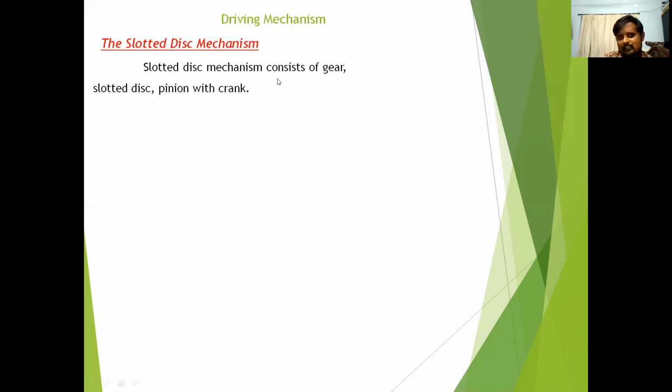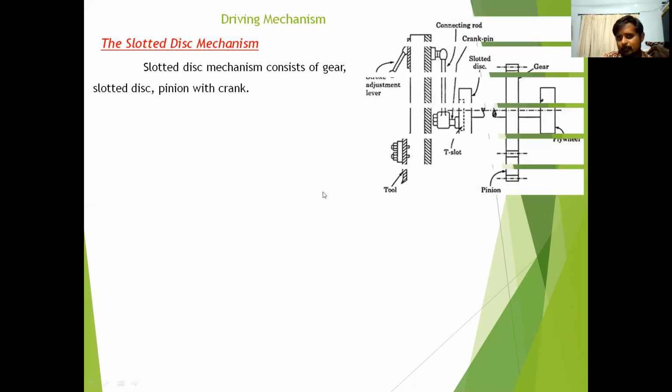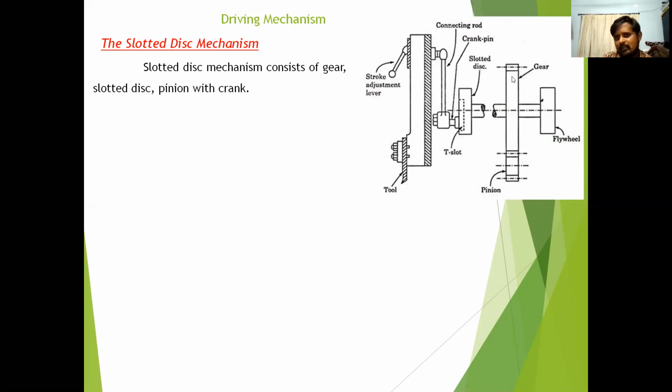The slotted disc mechanism consists of a gear, slotted disc, pinion, and crank. This is a flywheel, this is a gear, this is the pinion, this one is a slotted disc, this is a connecting rod, this is a stroke adjustment lever, this is a tool, and this one is the ram. Our intention is to reciprocate the ram in a vertical position. Here the rotary motion of the pinion, gear, and slotted disc is converted into reciprocating motion.